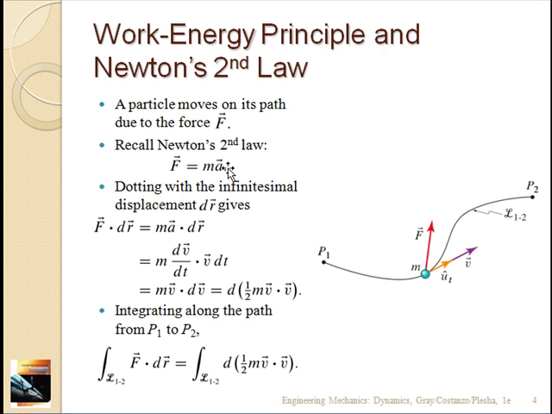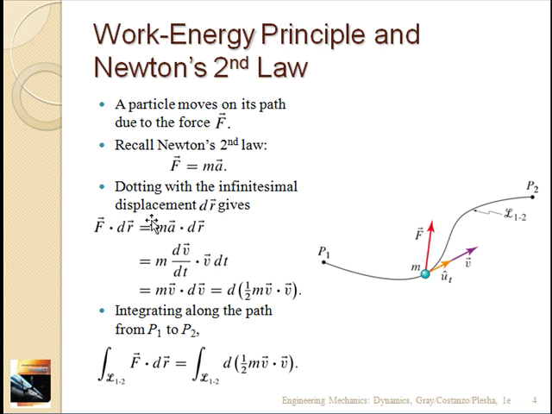If we take the dot product of both sides of this with a differential or infinitesimal displacement dr, then we get F dot dr is ma dot dr. Ma dot dr can be written as m dv/dt dot dr, and dr can be written as v dt. Okay, it's the same thing. So m v dot dv can be written as the differential of 1/2 m v dot v.